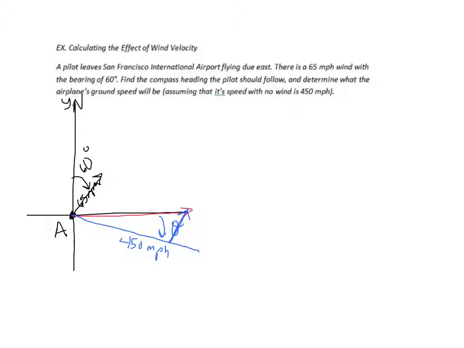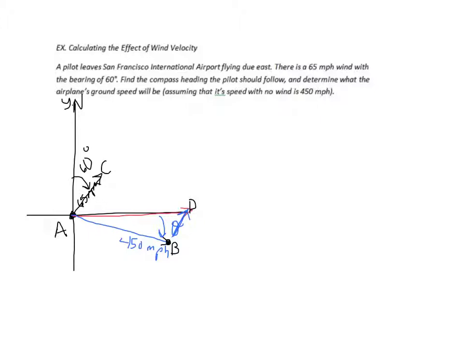Let me erase this. Okay, let's talk about this. This point right here is going to be B, and that's the length of the vector. AB will be the length of the plane, where she needs to head to nullify the effect of the wind. The resultant is going to be D, and then this wind vector is going to be C. So I have three vectors here.